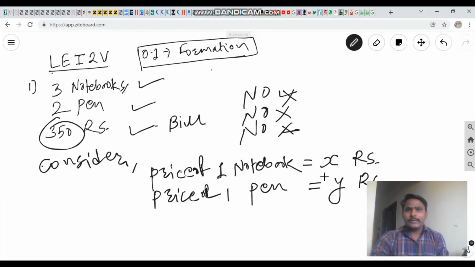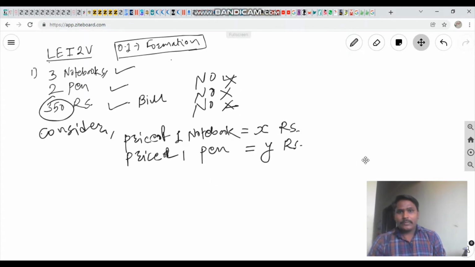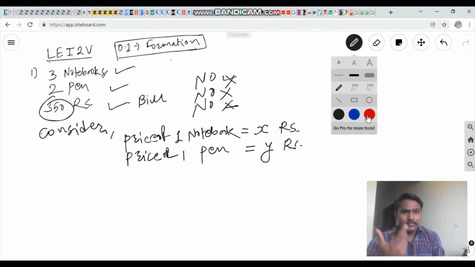This is our consideration. Is it compulsory to always take x and y? No. There are 26 alphabets, and out of that you can take any alphabet to express things in mathematical form. Now we have considered that the price of one notebook is x rupees and the price of one pen is y rupees, right? Now let me elaborate in more detail.